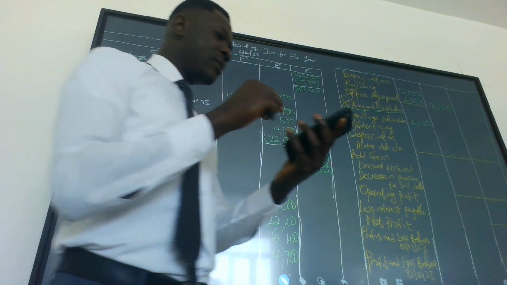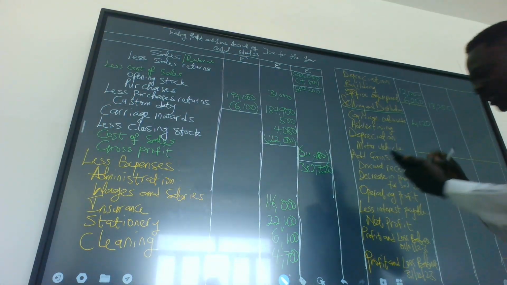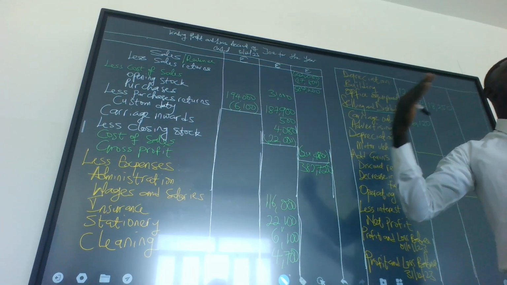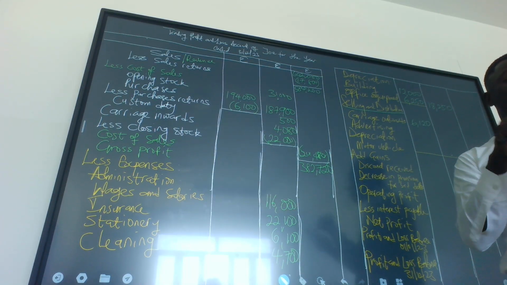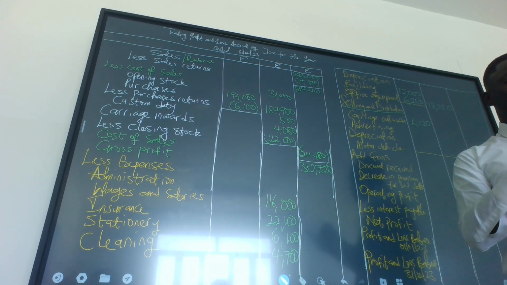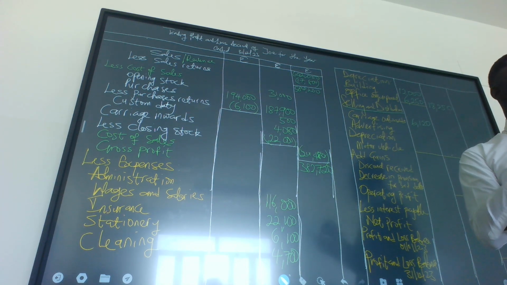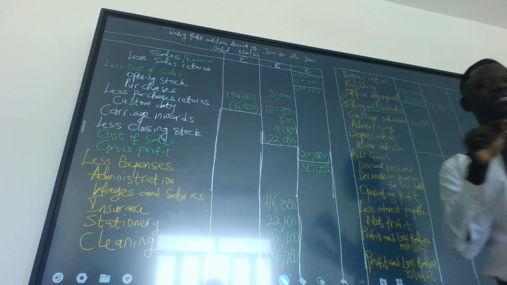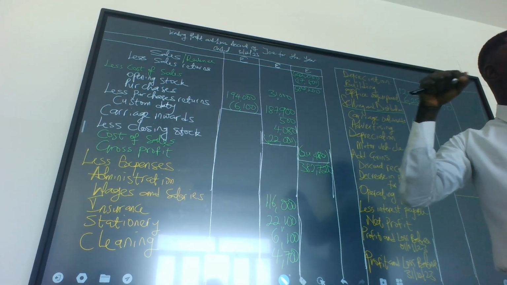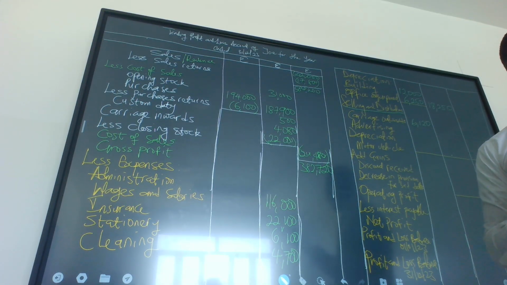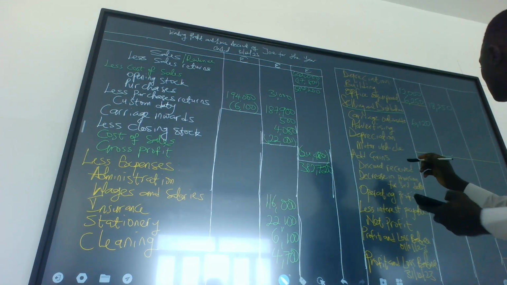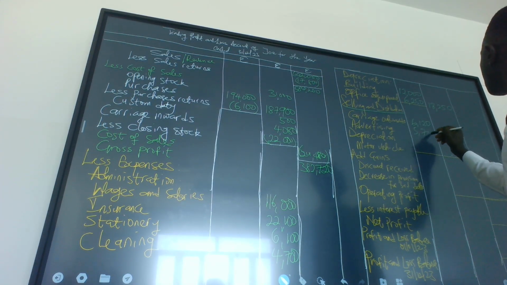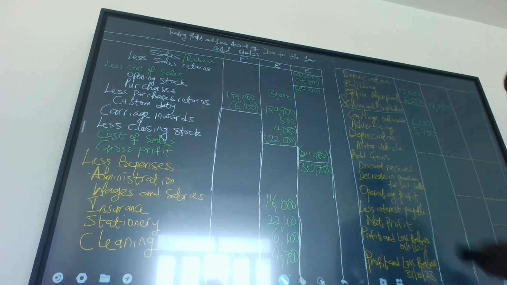Alright, so yes, we have advertising. Yesterday we did the adjustment for advertising. The amount paid was 7,600, but there is a prepaid of 1,900. The 1,900 goes to your balance sheet. So 7,600 minus 1,900 is what we have in our profit and loss account, which is 5,700. Are you with me? Yes. So advertising is 5,700.